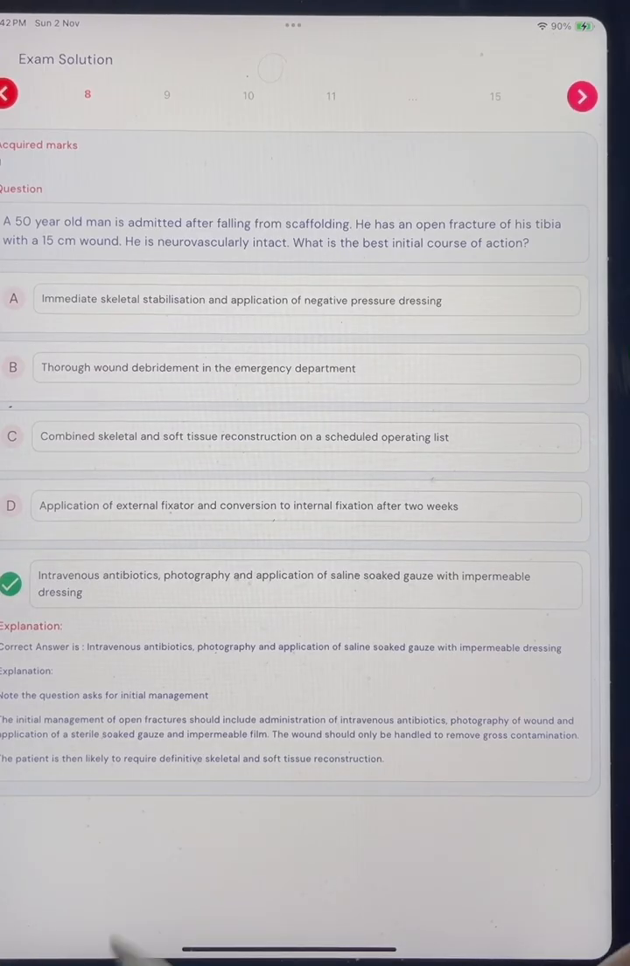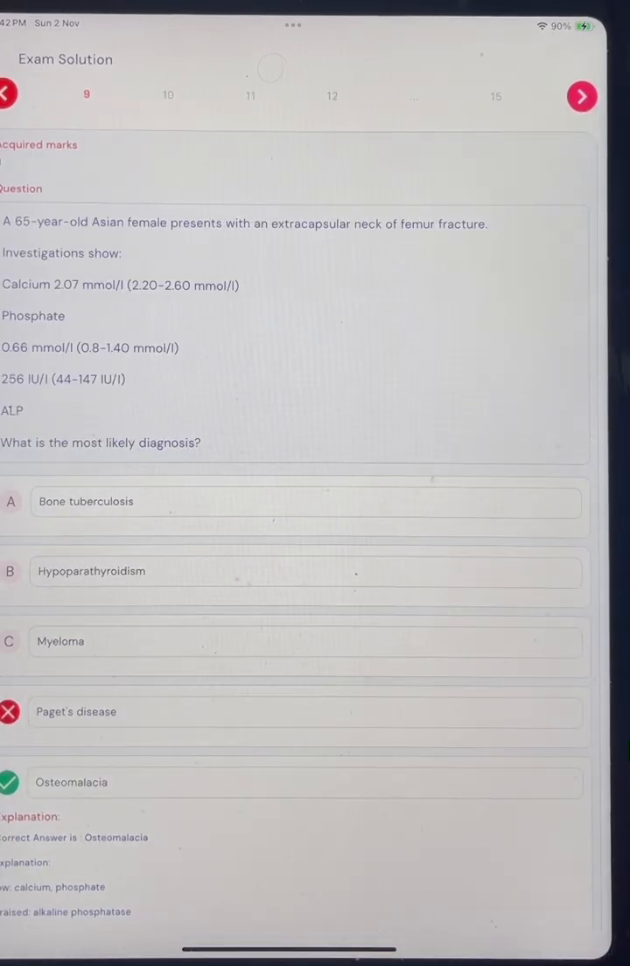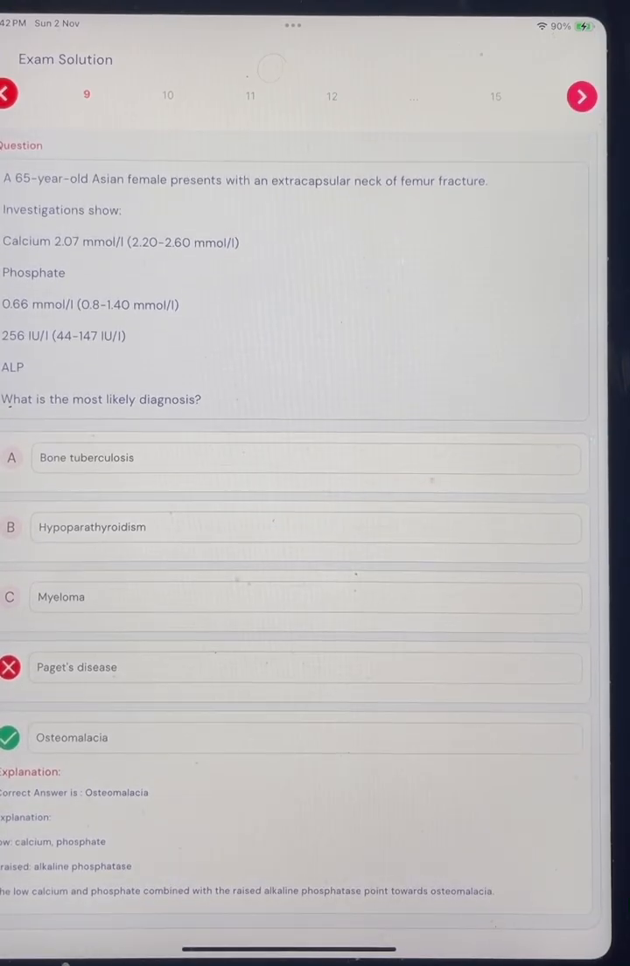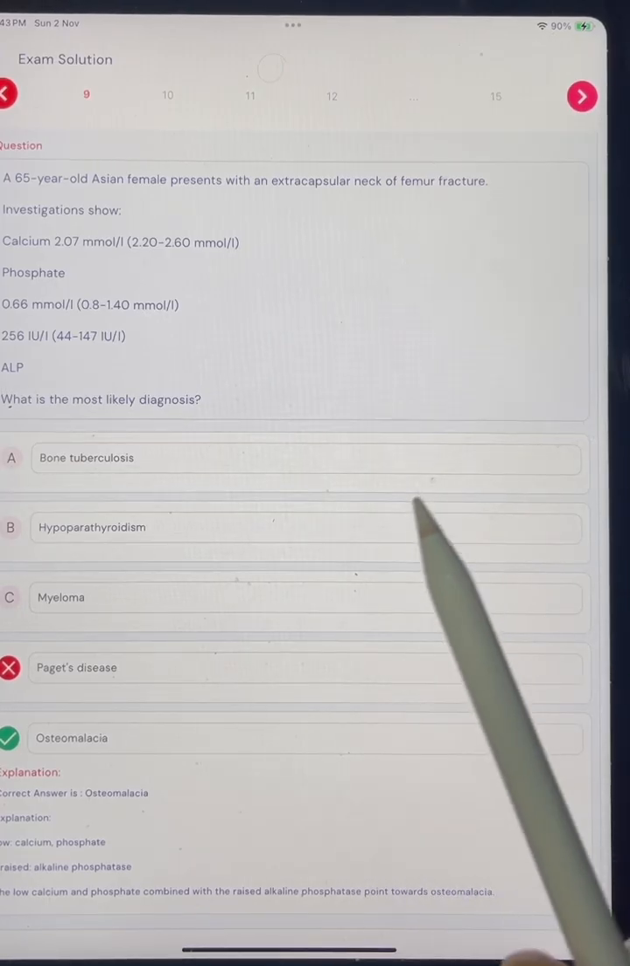Next is intravenous antibiotic. Okay. This is what I was thinking. What is Paget's? Multiple osteomalacia. Low calcium. So what is the explanation? Low calcium, raised alkaline phosphatase. A low calcium and phosphate combined with raised alkaline phosphatase points towards osteomalacia.